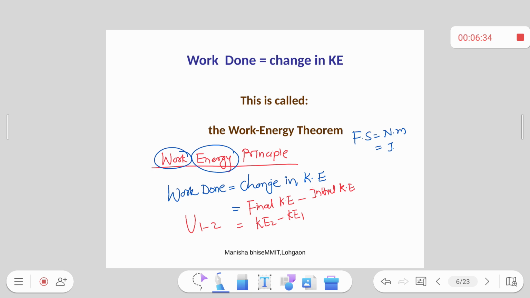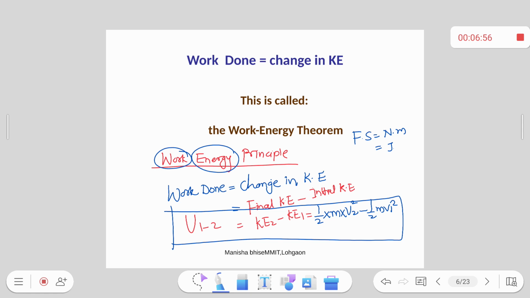I can write this like this: half m final velocity squared minus half m v1 square. This is my work energy formula. Remember, this is a very important formula while solving the problems.